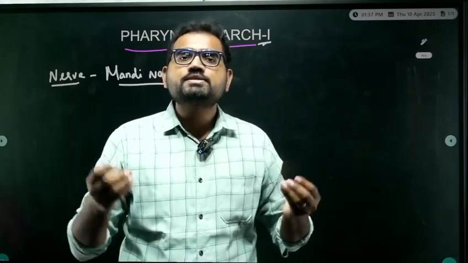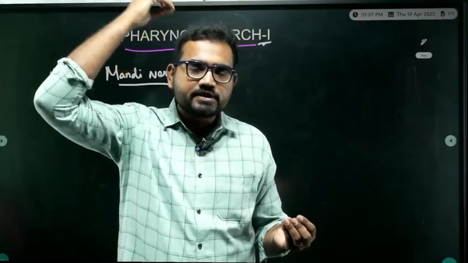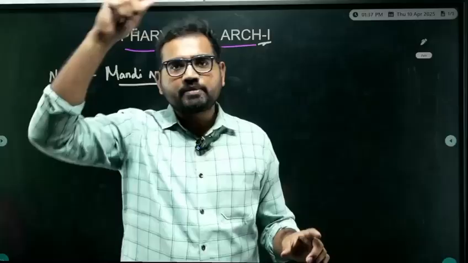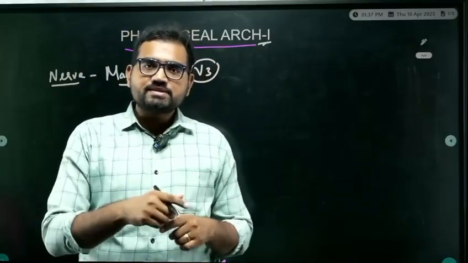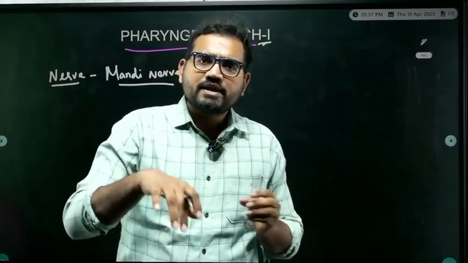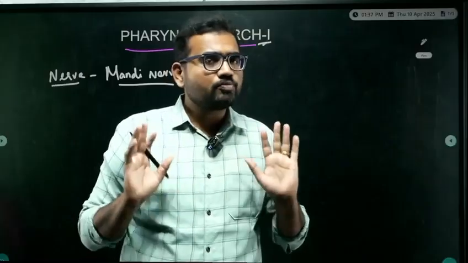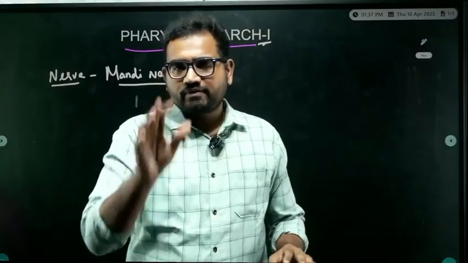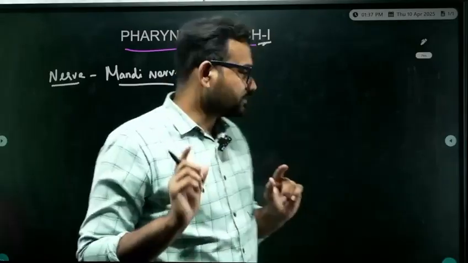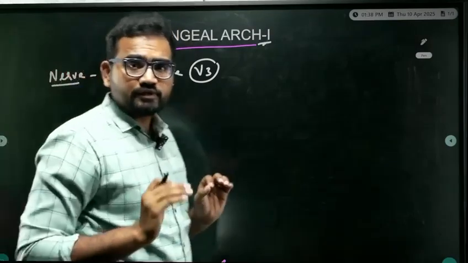What is a motor and a sensory component? Motor is muscles, basically movement of muscles. The brain signals the muscles to move, so the signals move from the brain to the periphery. What is sensory? Feelings, touch, pain, temperature. The information is taken from the periphery to the brain. So when I talk about motor, I'm talking about muscles. When I talk about sensory, I'm talking about touch, pain, pressure, temperature, all those things. So the mandibular nerve is the nerve of the pharyngeal arch.